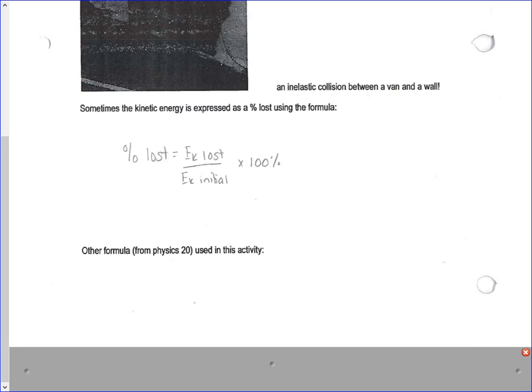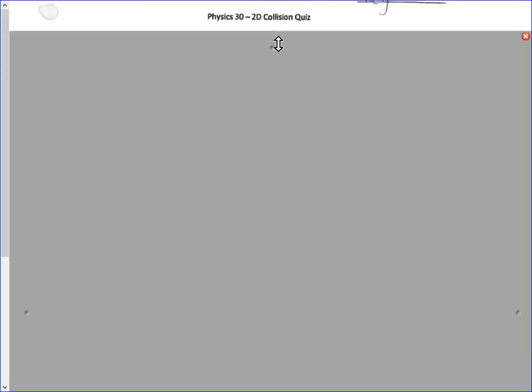And that's basically it. That is the learning. So let's do an example now by doing the so-called quiz. Not a quiz, not for you at least.